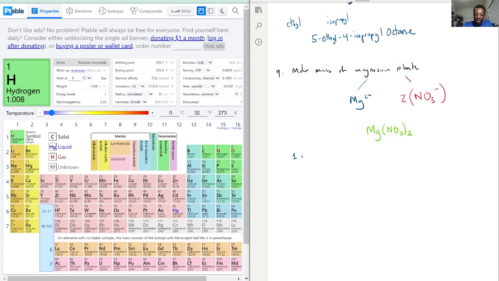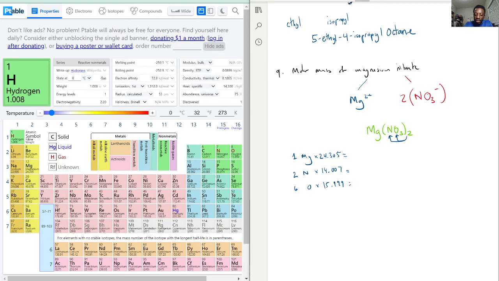We only have 1 magnesium, and then based on this, if we multiply the 2 by each one of them, we have 2 nitrogens, okay, and we have 6 oxygen. So magnesium, based on the periodic table, is 24.305. Nitrogen is 14.007. So that's good. And oxygen is right next to it, 15.999.